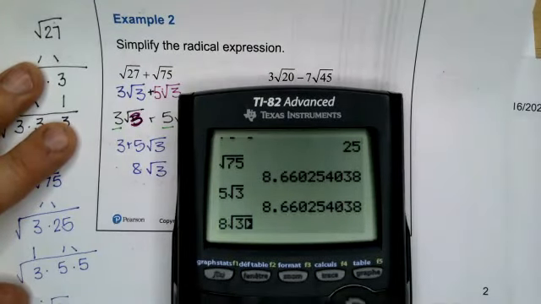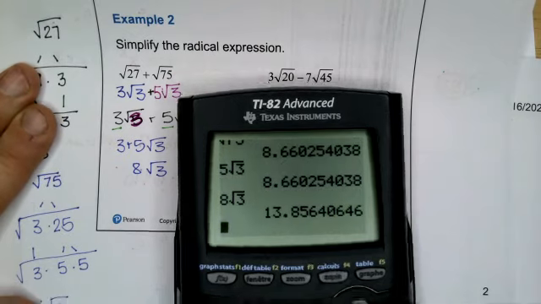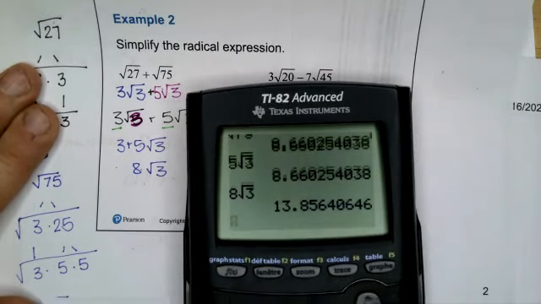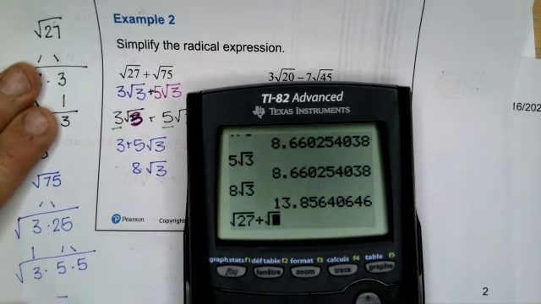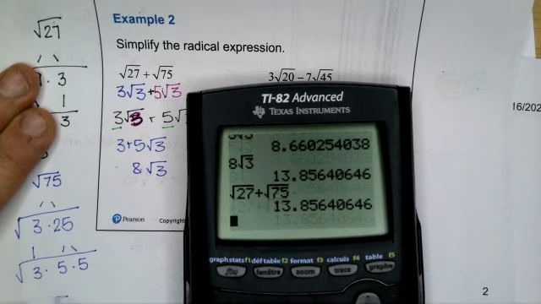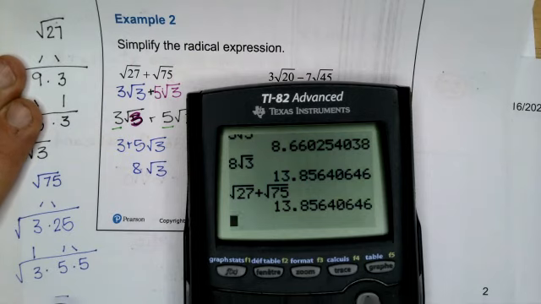I strongly encourage you to put it all in your calculator just to make sure, okay? Unless it's a low stake situation like homework. So the square root of 27 plus, make sure that plus isn't under the radical, the square root of 75 is the same as 8 square root of 3.